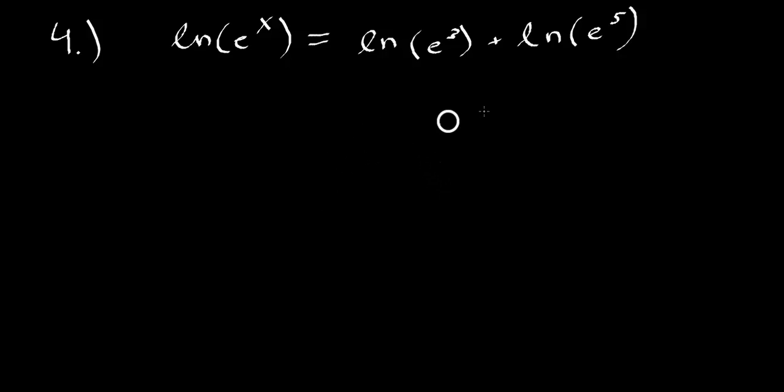Alright, so let's observe. First of all, the natural log, I just want to point out to you, the natural log is just log with a base of e. E is called Euler's number. E is just a special number.